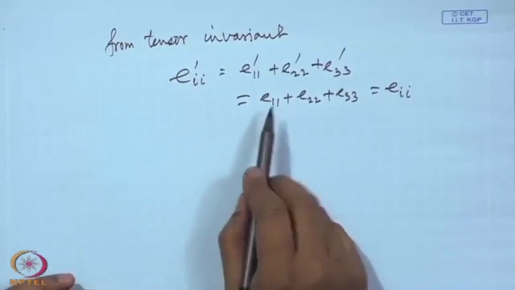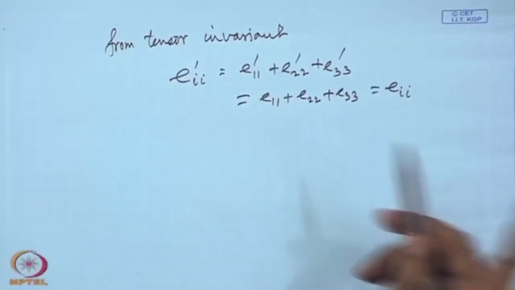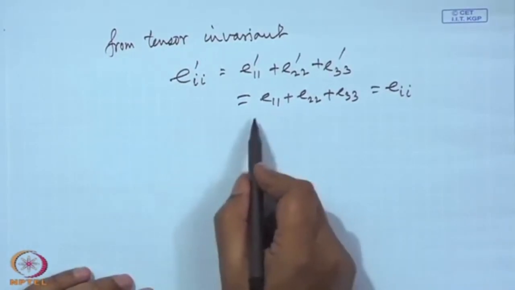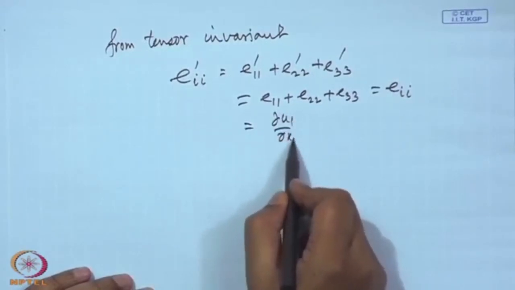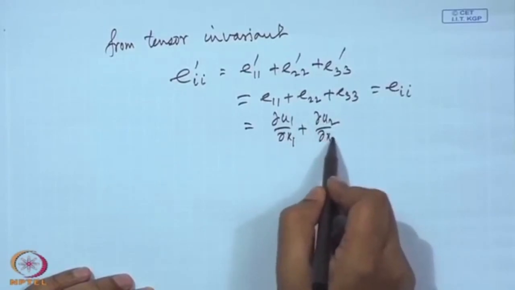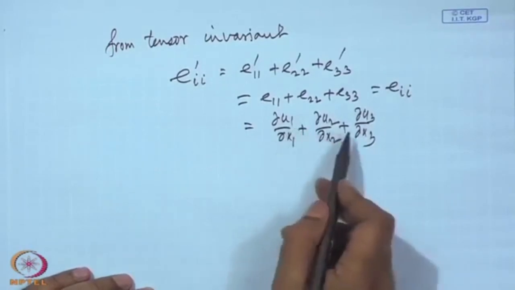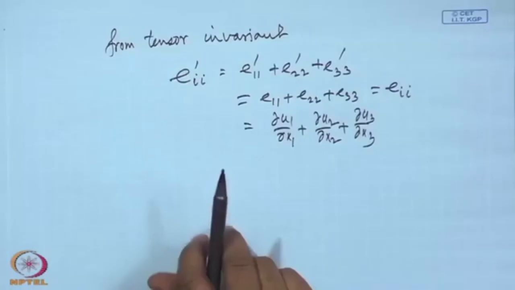You can write this explicitly. What is E 1 1 or E 1 1 prime? Look at the definition of E_ij. E 1 1 is simply du 1 by dx 1. So, this means du 1 by dx 1 plus du 2 by dx 2 plus du 3 by dx 3. You can replace u 1, u 2, u 3 with u, v, w, and x 1, x 2, x 3 with x, y, z. What is this? This is the divergence of u.